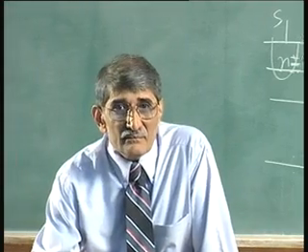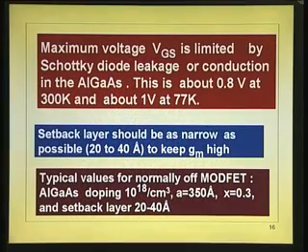Setback layer 20 angstroms to keep gm high, that is that undoped spacer layer. The spacer layer is also called the setback layer. Typical values normally for HEMTs are 10 to the 18 per centimeter cubed for the AlGaAs layer doping, thickness about 350 angstroms, okay, and the X mole fraction of aluminum is 0.3, and the setback layer is 20 to 40 angstroms.